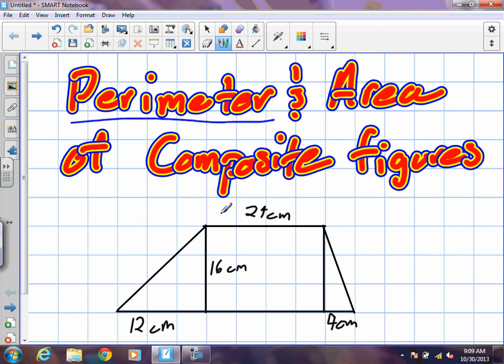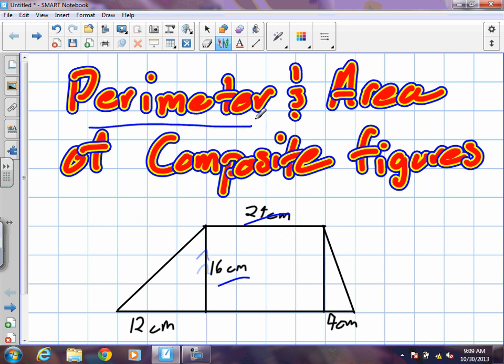The trapezoid can be made up of, what would this middle shape be? Rectangle. And these two? Yeah, two triangles. How do we know that this is not a square? Not all sides are equal. Good. So that means this is a rectangle. It's not a square in this case.